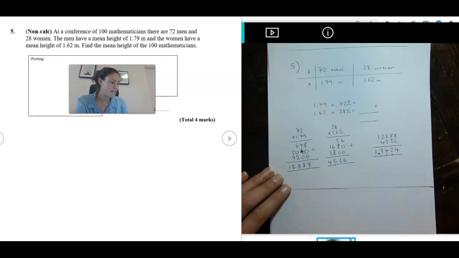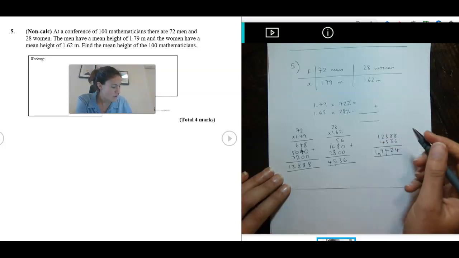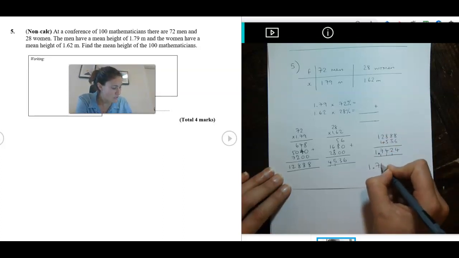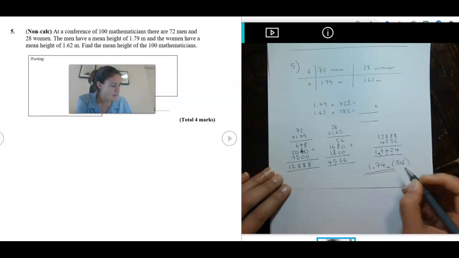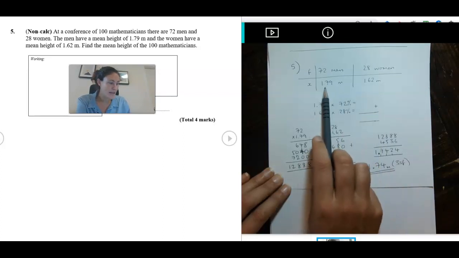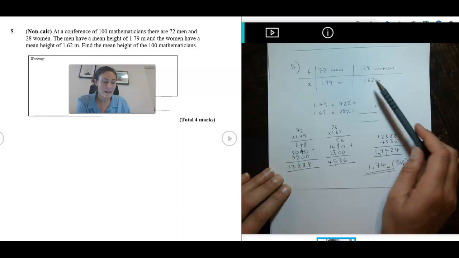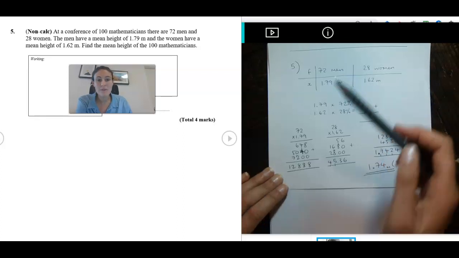Okay, 1.7424 meters, or to 3 significant figures, it's 1.74. Does that make sense? Well, yeah, because it's a bit below the men's height and a bit above the female height, but closer towards the men because we've got more men.